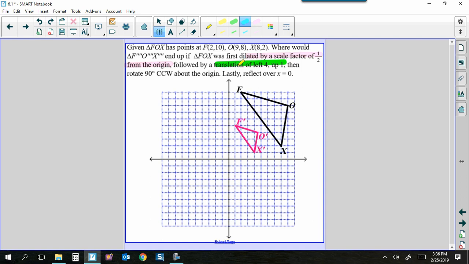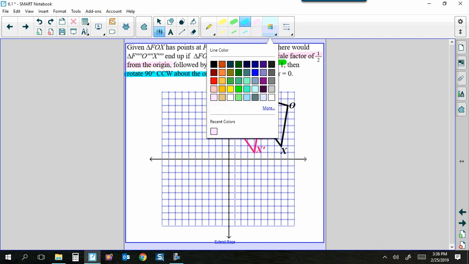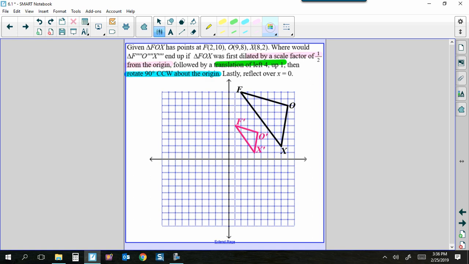So you're going to translate left 4 up 1. I'm going to do that in green. Then you're going to rotate 90 degrees counterclockwise around the origin, and I'm going to do that in blue. Remember, counterclockwise goes to the left. And then last, you're going to reflect over x equals 0. And remember, x equals 0 is actually the y-axis. You got this.